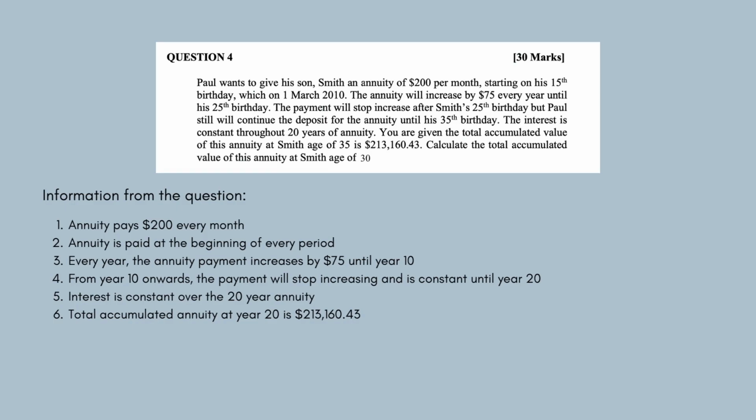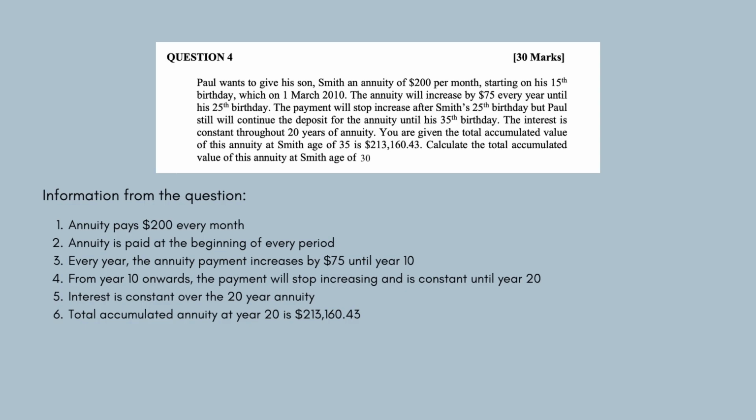The question states that Paul wants to give his son Smith an annuity of $200 per month, starting on his 15th birthday, which is on 1st March 2010. The annuity will increase by $75 every year until his 25th birthday. The payment will stop increasing after Smith's 25th birthday, but Paul will still continue to deposit for the annuity until his 35th birthday. The interest is constant throughout 20 years of annuity, and you are given the total accumulated value of this annuity at Smith's age of 35 is $213,160,000.43.